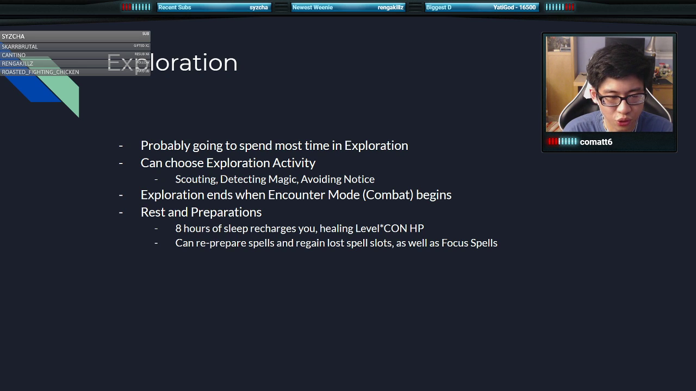Every day, you're going to be getting a full night's rest, if possible, and that allows you to restore all your spell slots and your focus pool. In addition to that, you receive healing equivalent to that of your level multiplied by your Constitution modifier. I don't know what would happen. I think there's a minimum of 1 there, so even if you have a negative con modifier, you don't actually lose hit points when you rest, because that would be pretty weird. You can re-prepare your spells. You gain all your spell slots back, which is really nice. And you're not fatigued anymore, which is also important.